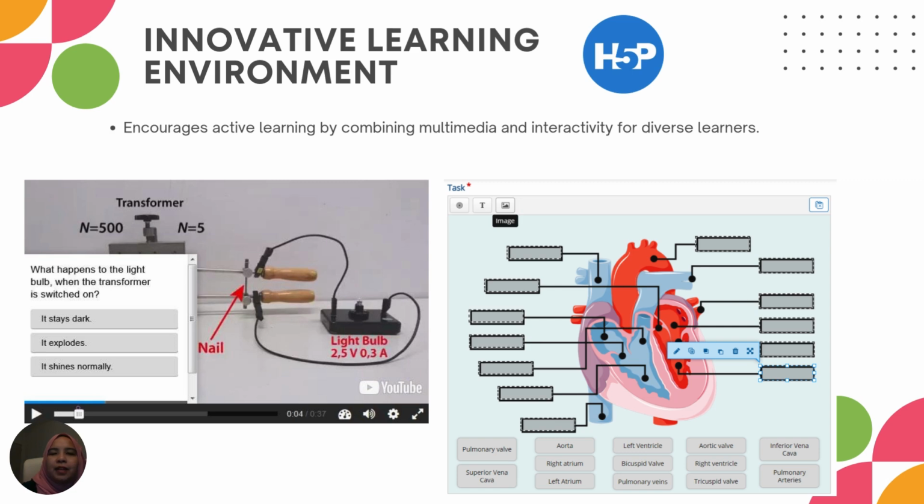So on the right-hand side is a matching activity, which is also quite fun.